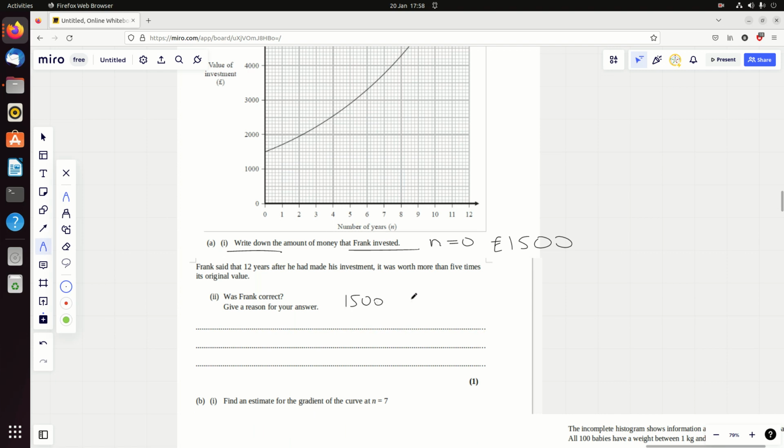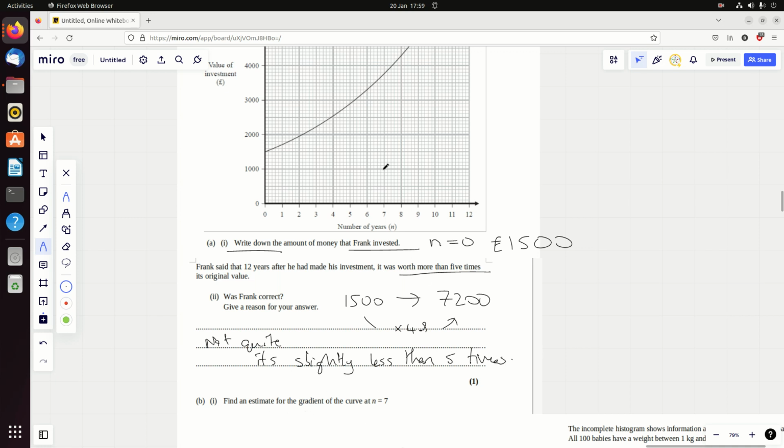So we've gone from 1,500 to 7,200. Divide that on your calculator, and I think it's about 4.8, is it? 4.8, exactly. So, not quite, yeah? Not quite. Because he said it was worth more than 5 times. It's slightly less. It's close. There we go. And that should get us the mark.